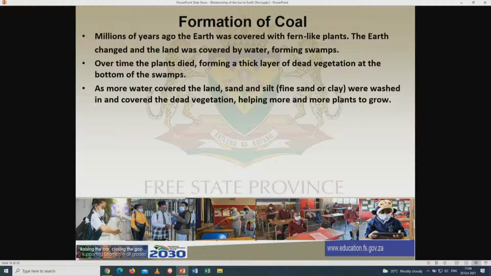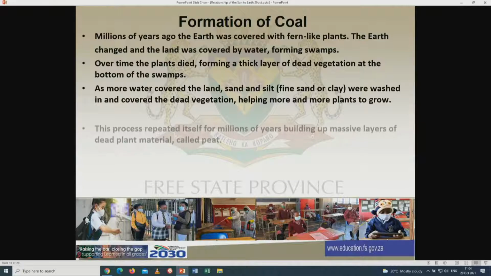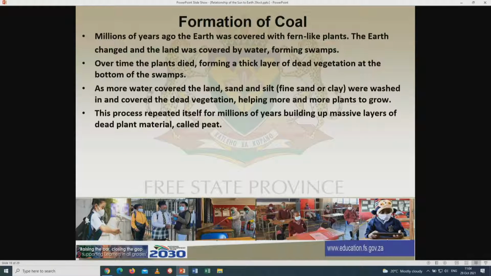As more water covered the land, sand and silt, which is a fine sand or clay, were washed in and covered the dead vegetation, helping more and more plants to grow. This process repeated itself for millions of years, building up massive layers of dead plant materials called peat. The peat layers eventually became buried and compressed even more.